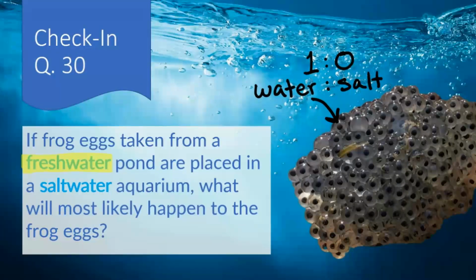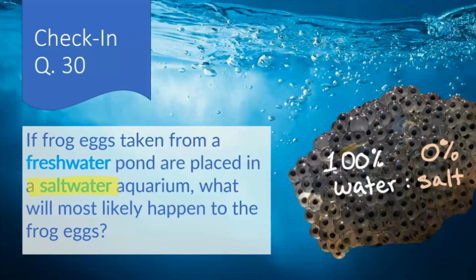So the percent water outside of the frog egg is likely the same as the percent water inside the frog egg in a freshwater environment, meaning there is likely somewhere close to about 0% salt in the eggs and somewhere around 100% water, relatively speaking. So that's inside of the eggs.